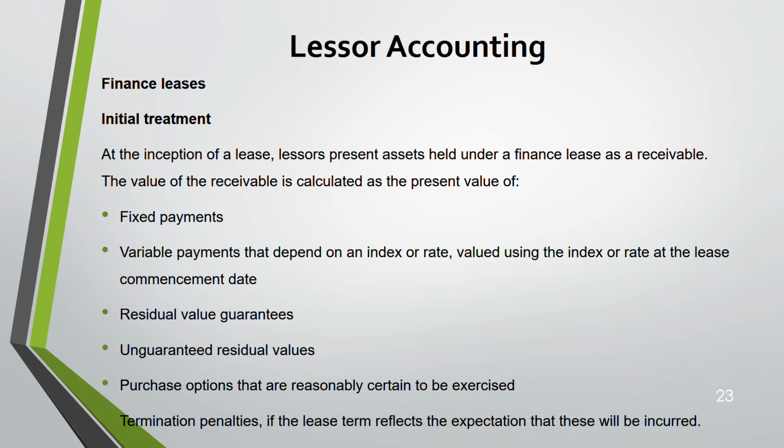If the lease term reflects the expectation that this will be incurred. That means the lessee is going to pay the lessor if they cancel the lease. If for any reason the lease is cancelled, the lessee has to pay the lessor. This is also included in the initial treatment. It's a part of the receivable. When you're calculating the receivable, you have to add all this: fixed payment plus variable payment plus residual guarantee. All these are additions. But in your exam, obviously, not everything will be there, maybe 1 or 2 items. But you have to know the list. If it's there, you have to add it.